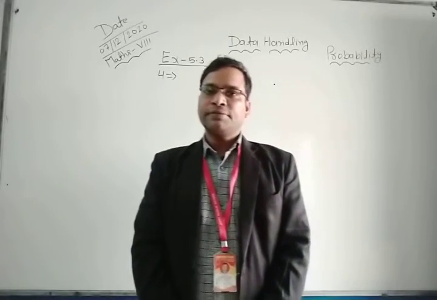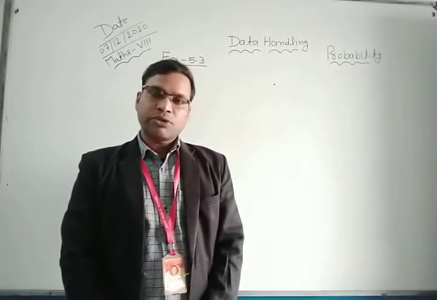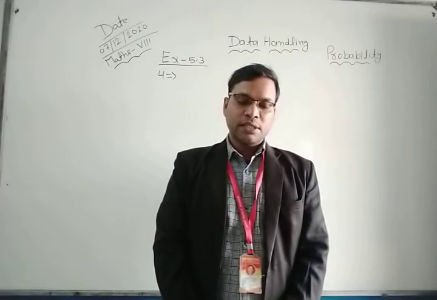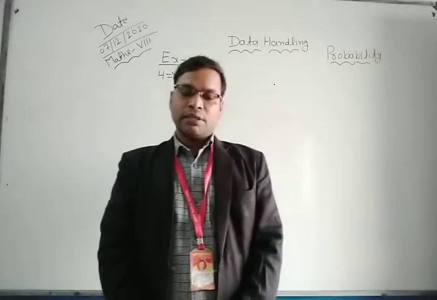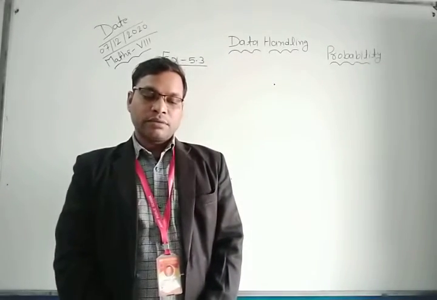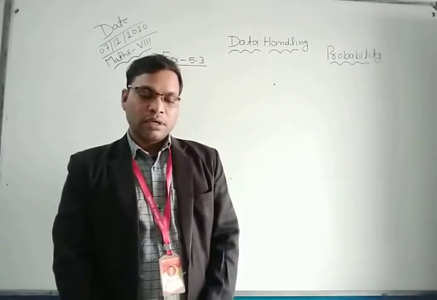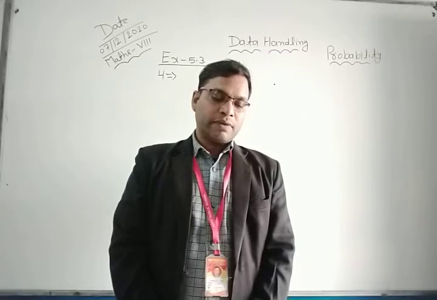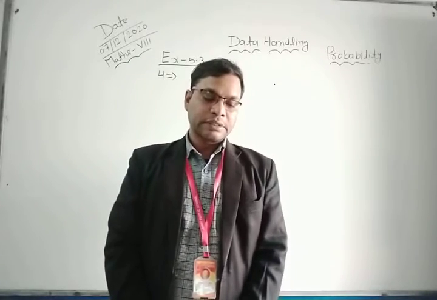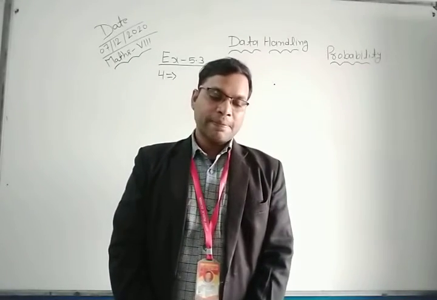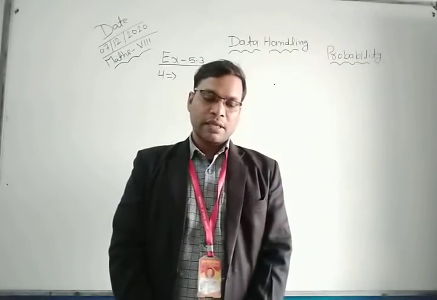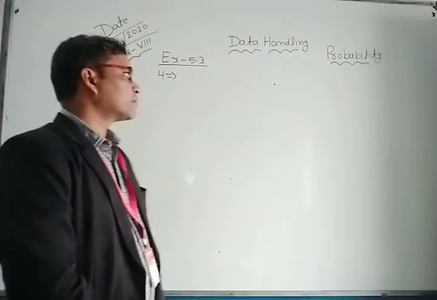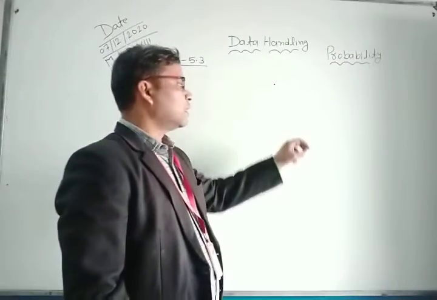Okay, so let's see. I repeat this question again. A bag has 7 red balls, 5 blue balls, and 3 green balls. One ball is drawn at random from the bag. What is the probability of getting a red ball, a green ball, and not a blue ball? Okay, so let's see how to solve this question.